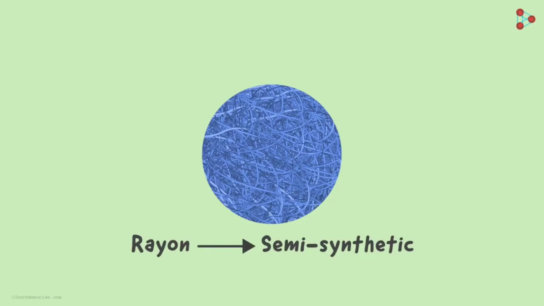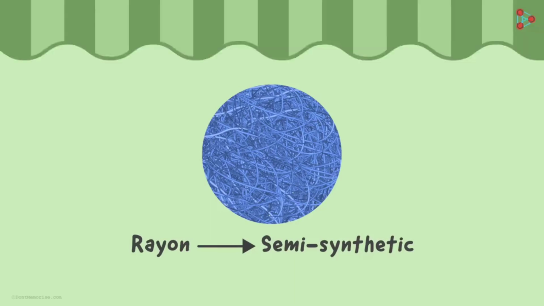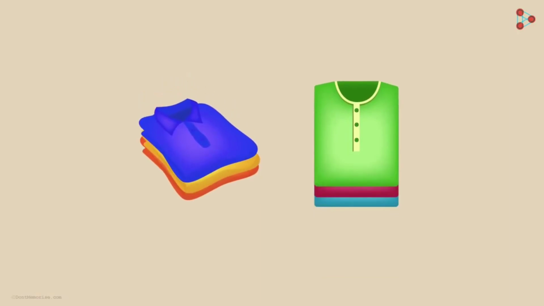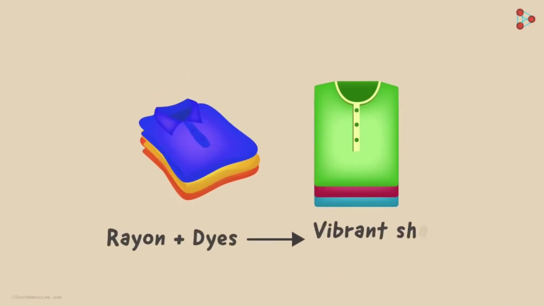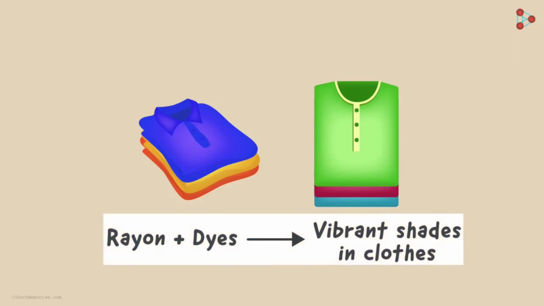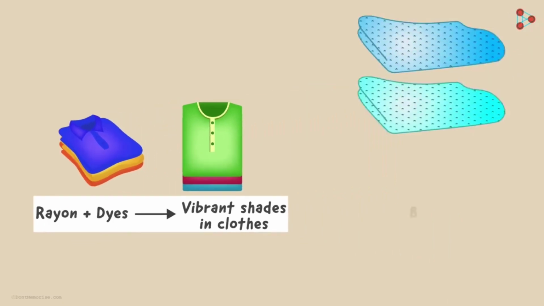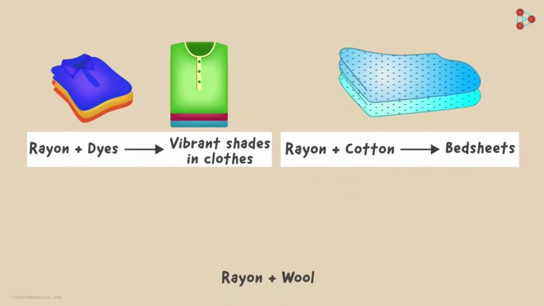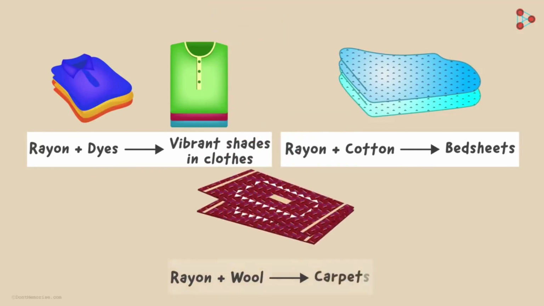Now we have been talking about this artificial silk for quite some time. Can you tell me where exactly we use it? The major use of rayon is in making clothes. Yes, rayon can be blended with many dyes to get vibrant shades, which is why it is widely used in the textile industry. Not only clothing, but it can also be used in making bed sheets when mixed with natural fibers like cotton. Can we mix it with any other natural fiber as well? Yes, rayon can also be blended with wool. This helps us get soft, shiny fiber that can be used to make carpets.